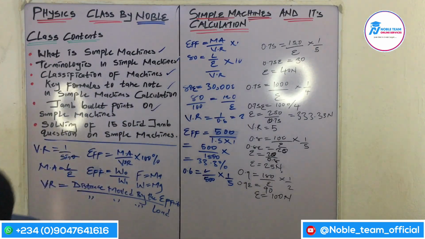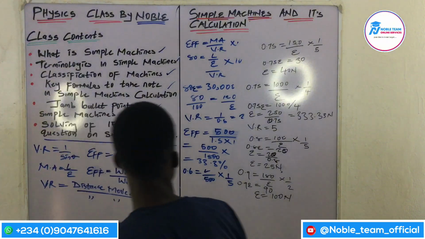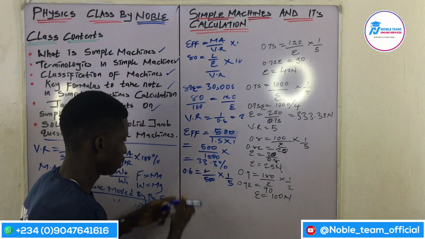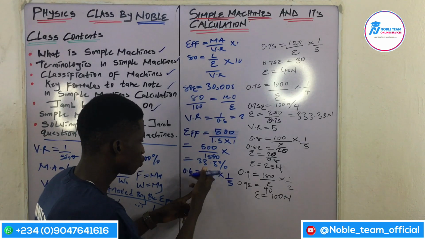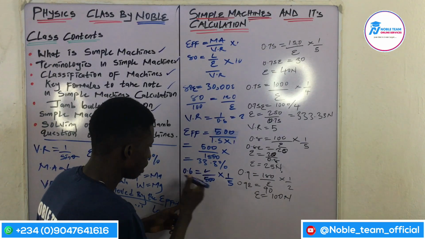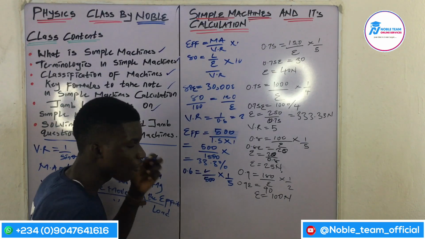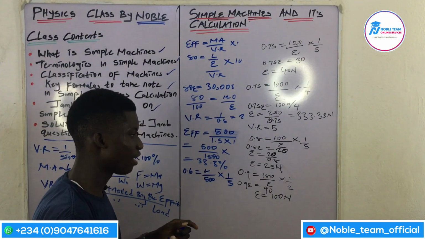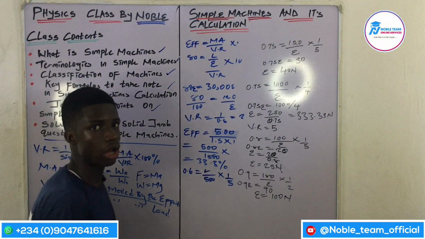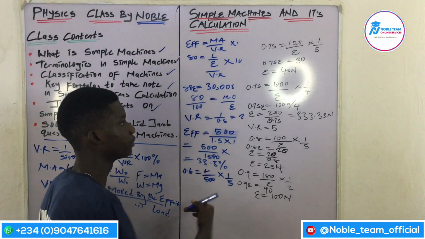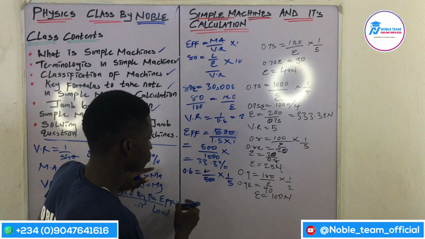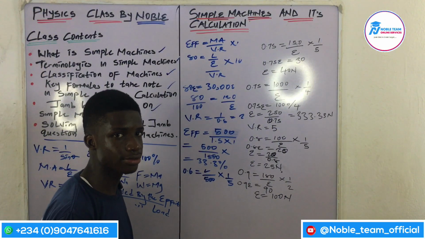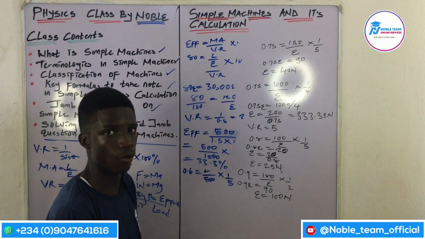My velocity ratio is 1/5. So what do I need to do next? 0.6 is equal to load over effort. Now the next thing is I'll cross multiply this. But before I cross multiply, pay maximum attention, because some people will just come there and solve rubbish, and at the end of the day they'll get a nonsense answer. Calculation is very tricky, and knowing the formula doesn't mean that you get the answer correctly.